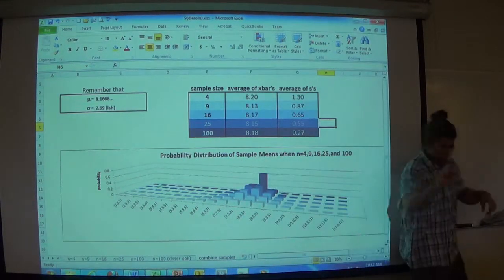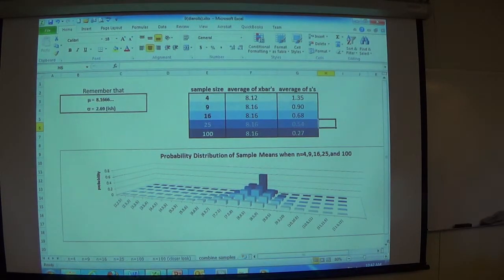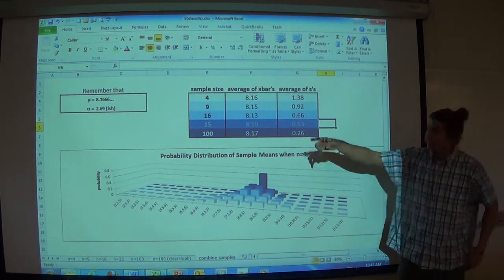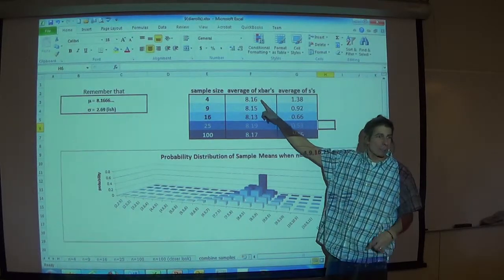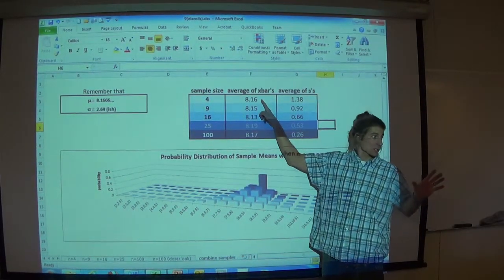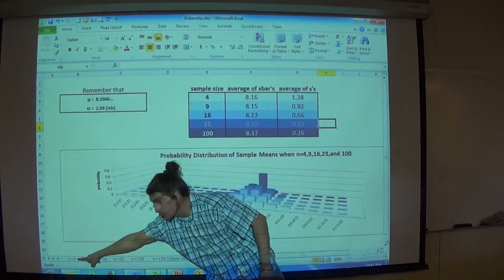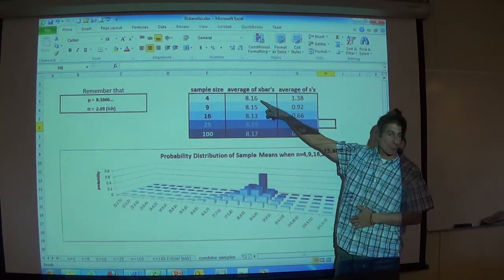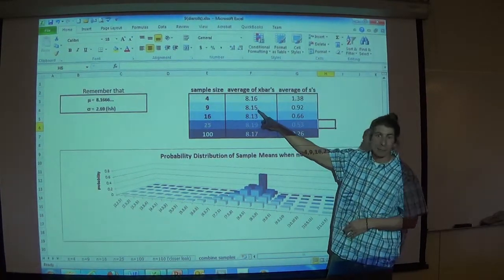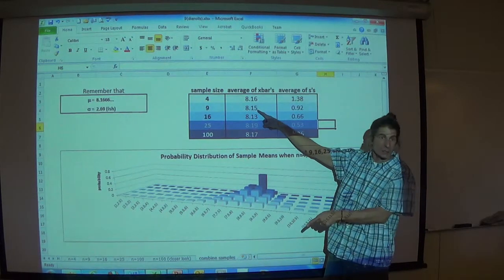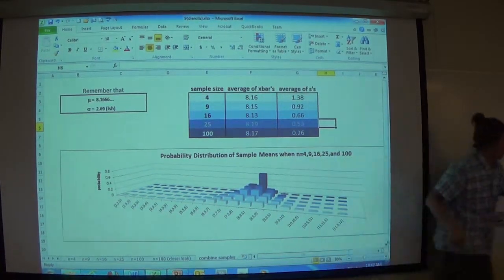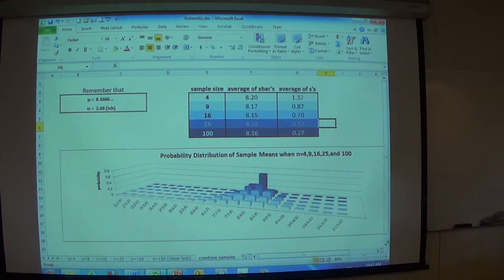Every time I press F9, what I'm having Excel do is go back into all those simulation sheets, and it's rolling the dice 4,000 more times. This is the average of all of the sample averages in each sheet. So in the sheet of sample size 4, which is the one down here, it's averaging all 1,000 X bars, and it comes out to be 8.16 on average. It's going back and averaging all 1,000 X bars in the n equals 9, all 1,000 in n equals 16, all 1,000. What do you notice about these? Really close. They're very close, and very close to what?